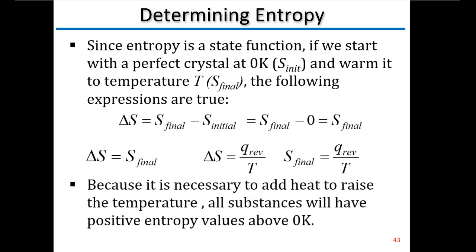Because it is necessary to add heat to raise the temperature, all substances will have positive entropy values above 0 Kelvin. That should make sense, right? If at 0 Kelvin entropy is equal to 0, then at any temperature higher than that, it has to be greater than 0.